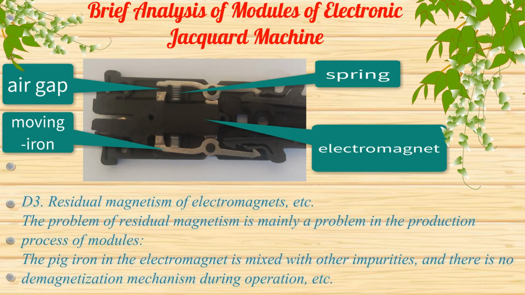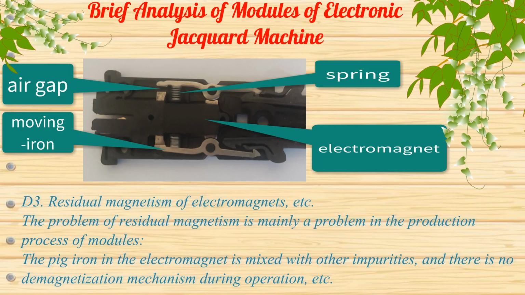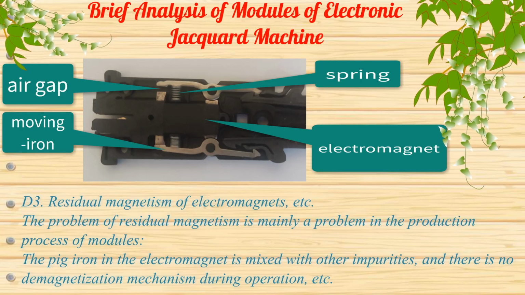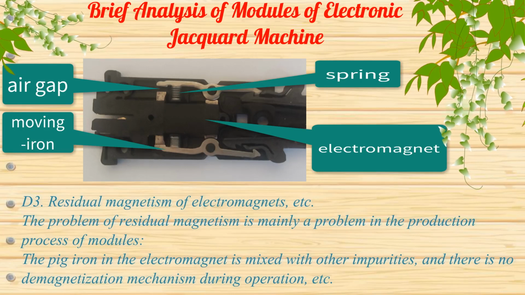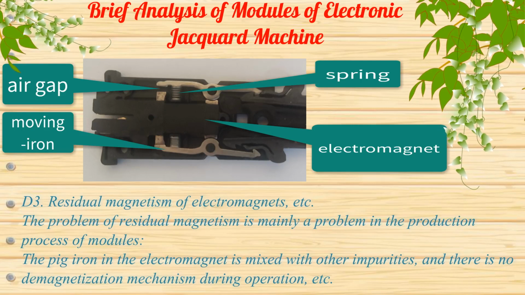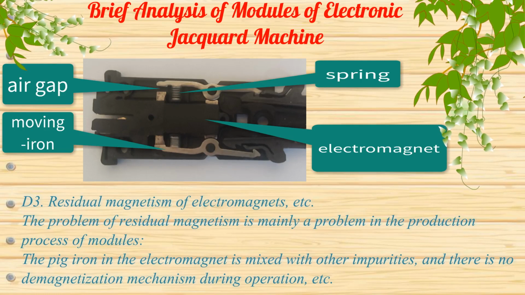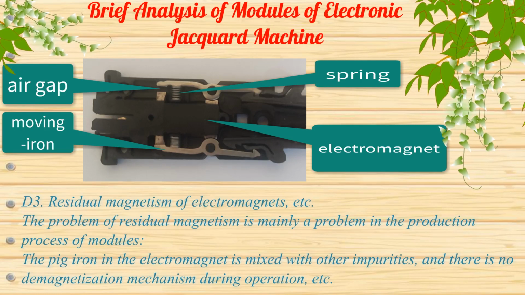D3. Residual magnetism of electromagnets, etc. The problem of residual magnetism is mainly a problem in the production process of modules. The pig iron in the electromagnet is mixed with other impurities, and there is no demagnetization mechanism during operation, etc.